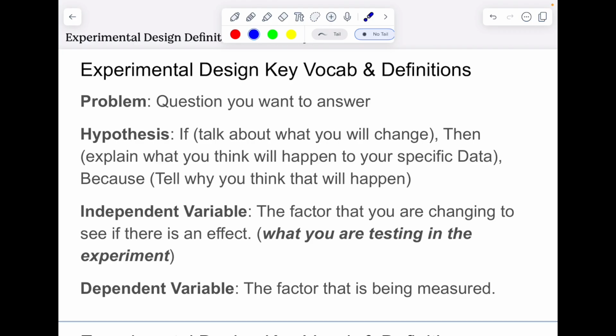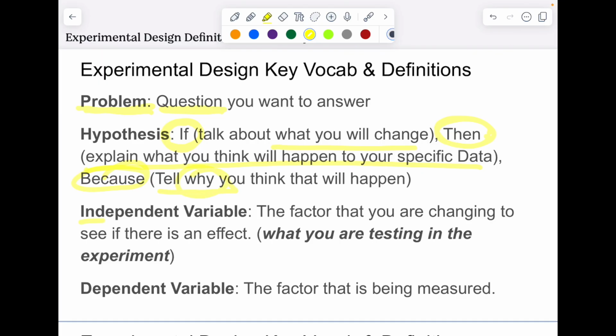So the first thing you need to make sure you know for the exam is you need to know how to write a problem, and that a problem is going to be a question you want to answer. You do need to be able to write a hypothesis. Your hypothesis should always start with the word if and tell what you are going to change. Continue with then, which is explaining what you think is going to happen. And then finally finishing with a because to tell why you think it is going to happen.